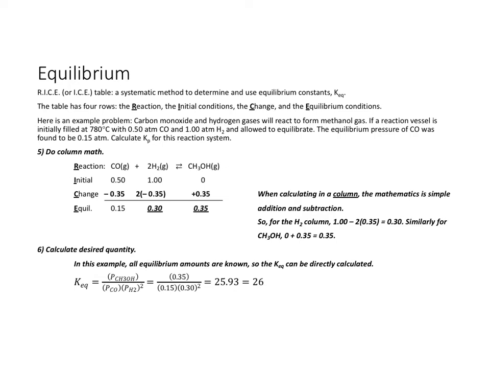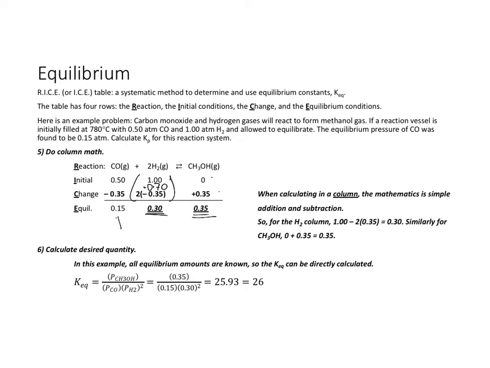Our 5th step is to do the column math. Notice here, we had this information on the last slide. We started with 1, and the change was 2 times 0.35, negative, because we're losing reactants to make products. When you do that math, 2 times 0.35 is 0.7. So 1 minus 0.7 is 0.3. For methanol, 0 plus 0.35 is 0.35.